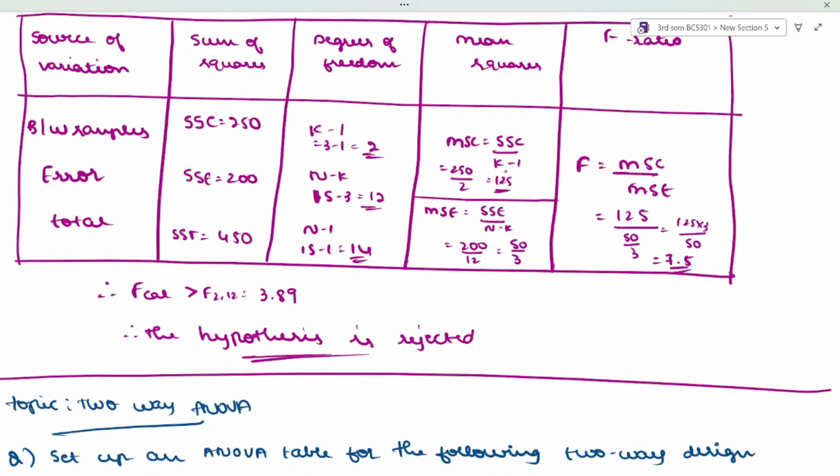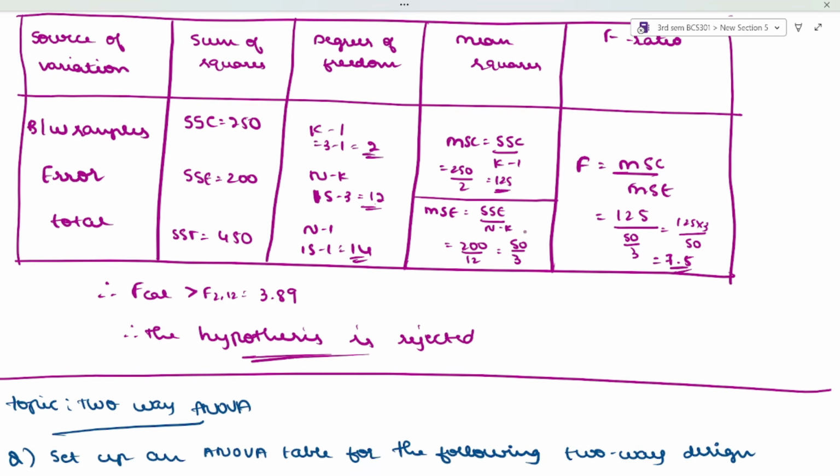Next, you have to take the value of MSE, that is mean square. For column you will divide SSC by K minus 1, that is 250 by 2, you will get 125. And again MSE for error, that is SSE divided by n minus k, that you will get as 200 by 12, 50 by 3.